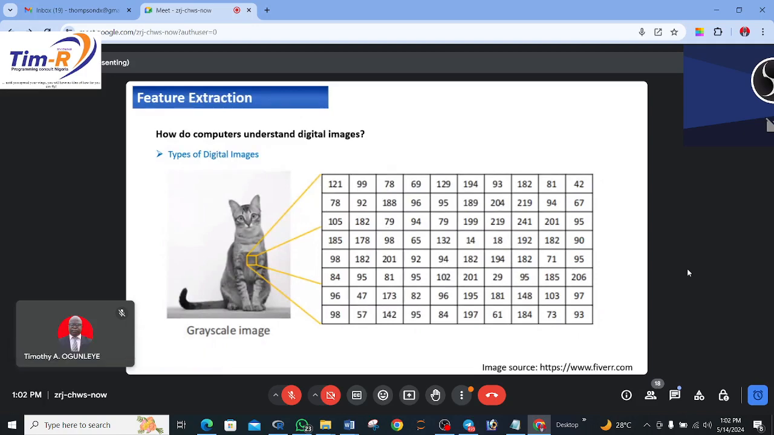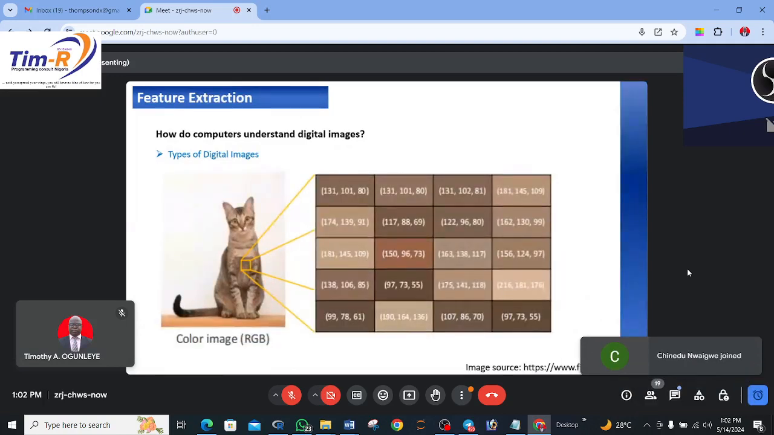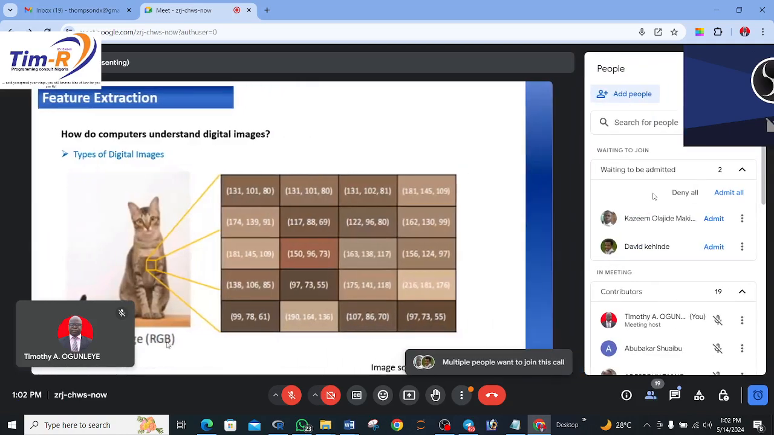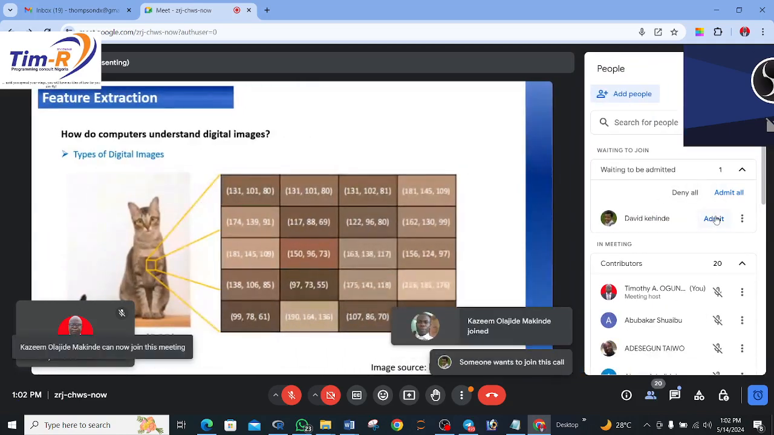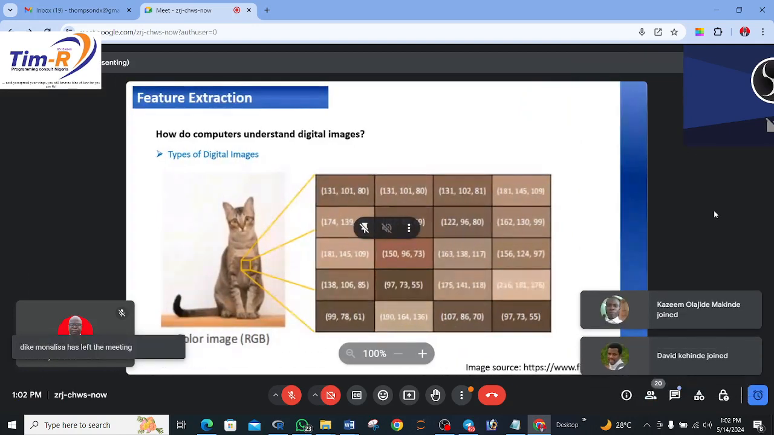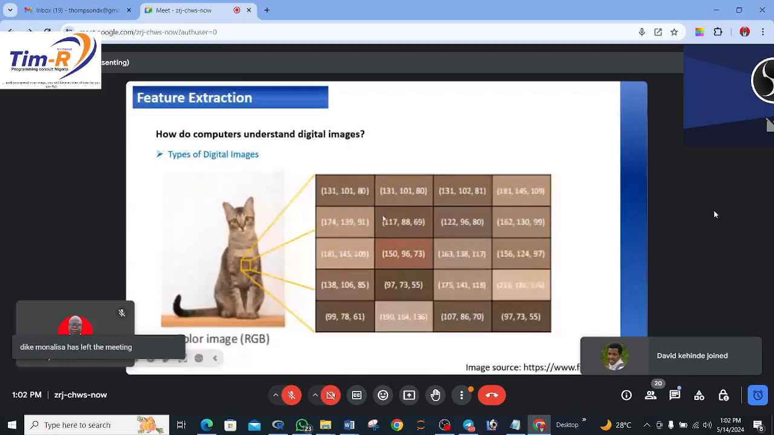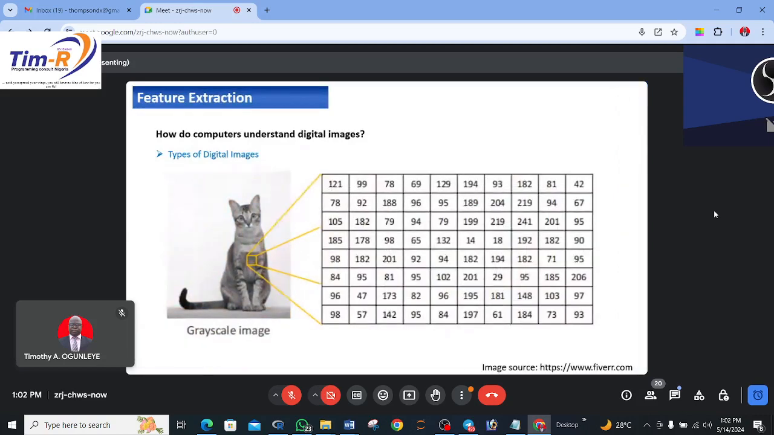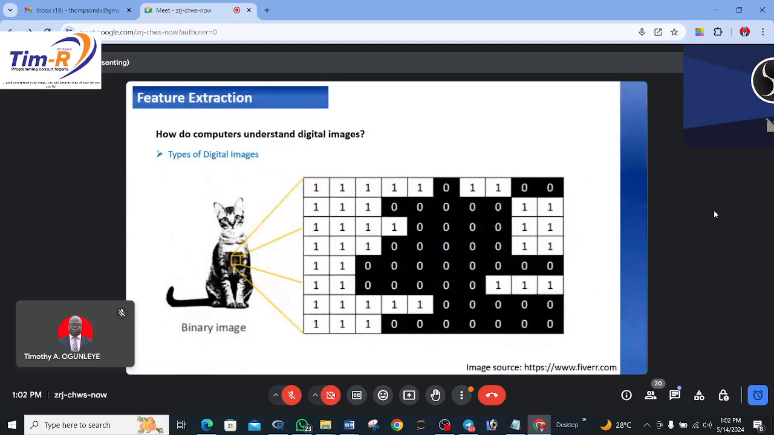So grayscale is different from binary, and the one for color is also different, which is given in this format. A color image is RGB, which shows the red, green, and blue. So that's for color images, which is RGB. This is the way it is. When you feed it into the computer, this is what the computer sees, not the picture. It just gives a representation of it using numbers, the same as the grayscale and the binary image.